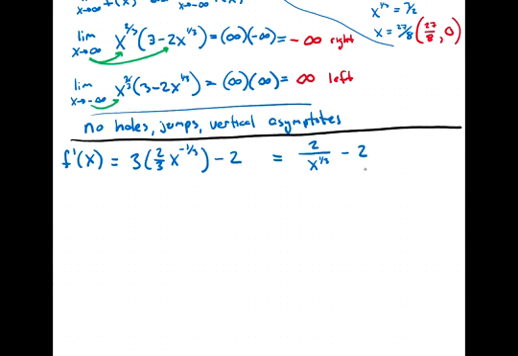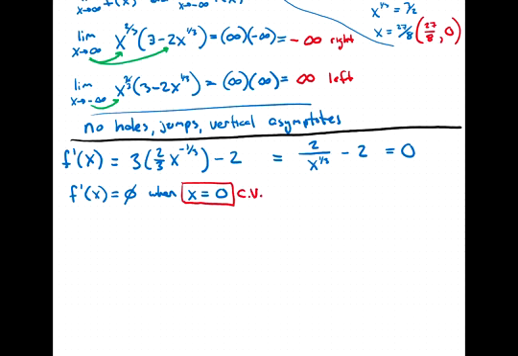So our critical values, the places where there might be maximum or minimum values, is when the derivative is equal to 0 or when the derivative is undefined. So we could start off by saying the derivative is undefined when x equals 0, because we have an x to the 1/3 on the bottom. So if we're setting this equal to 0, the derivative is undefined when x is 0. So that's one critical value.